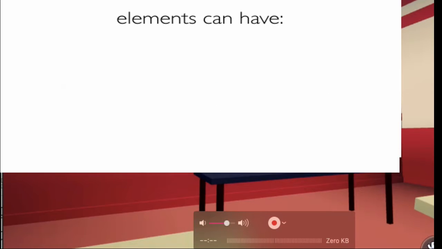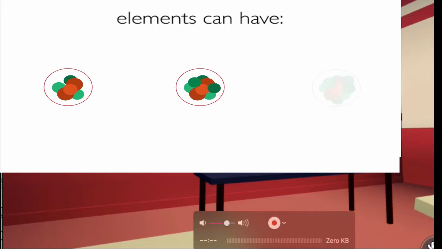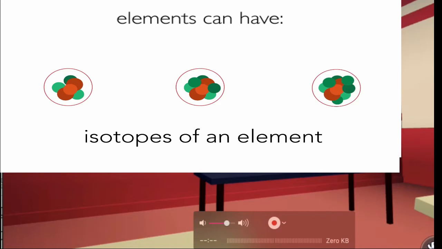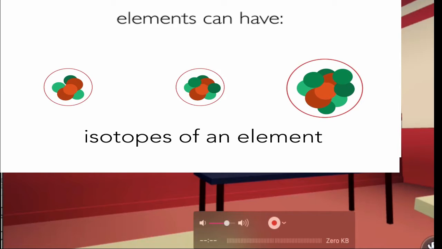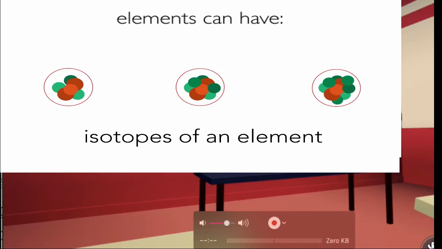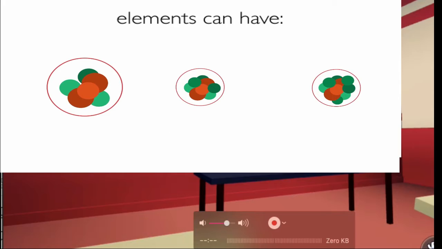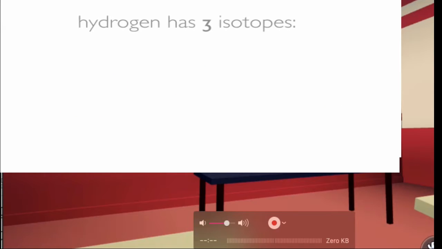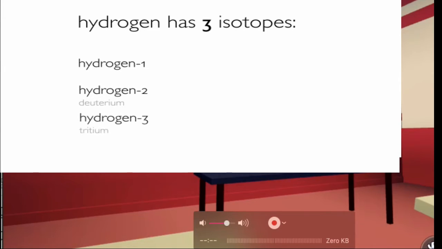Elements can exist with slightly different numbers of neutrons, and we call these isotopes of an element. It is particularly common for heavier elements where a lot of neutrons are required to hold the nucleus together, but smaller and lighter examples include the isotopes of hydrogen. Hydrogen-1, hydrogen-2, also called deuterium, and hydrogen-3, also known as tritium, are the three isotopes of hydrogen. They have 0, 1, and 2 neutrons respectively.